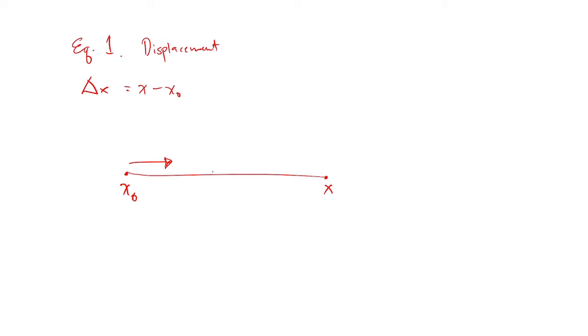Since our object moves in the right direction, from x naught towards the final position x, we will have a positive displacement. And if the object moves from the final point, which is x, towards x naught, we will have a negative displacement. Meaning to say, even if this is a straight line, we incorporate a sense of direction since displacement is a vector quantity, which is what we have discussed these past few weeks. So that is our first equation, or our displacement equation.